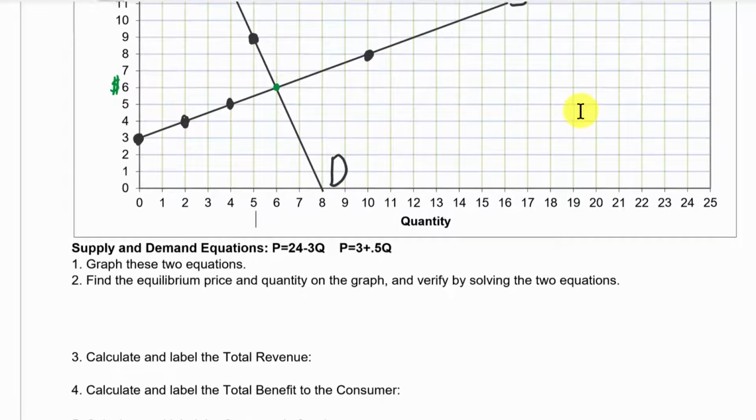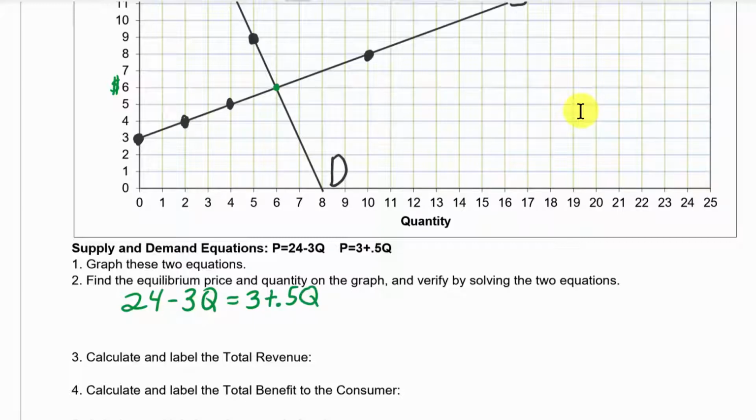However, we want to double check this because you're going to make mistakes every once in a while when you're graphing. But if the mathematics and the graph both agree with what's going on, it gives you confidence that you're doing things correctly. So let's double check this. To solve these two equations, since P equals 24 minus 3Q, and P also equals 3 plus 0.5Q, we can set those two equal.